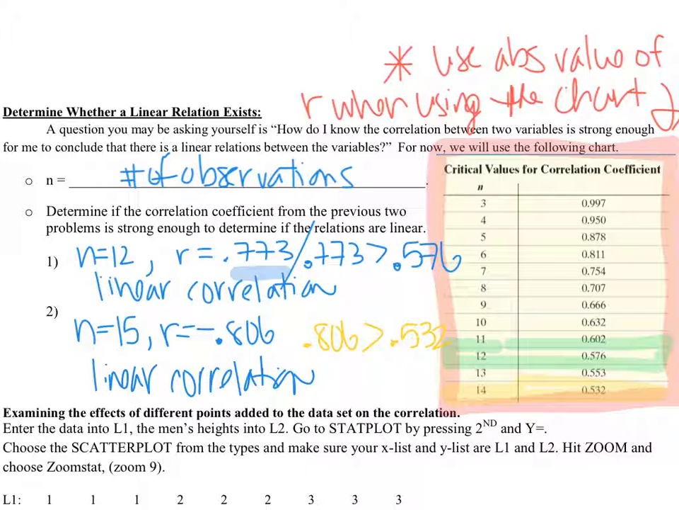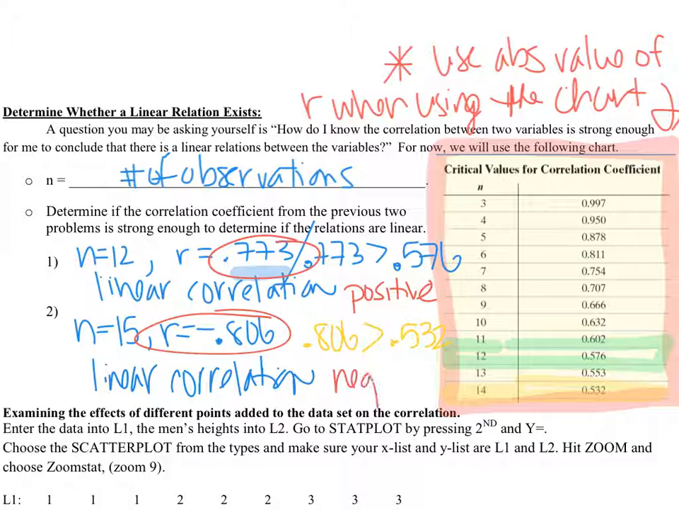And then the other part on this is then you're going to have to say if it's a positive or negative relationship. So the first example, r was positive, so this is a positive linear relationship. In the second example, r was negative, so this is a negative linear relationship. So sometimes students forget that r was negative in this problem and they say it's positive because they just look at this. Remember that you just take the absolute value to use the chart. Whatever r is, if that's positive or negative, that's the type of linear relationship there will be if there is one.